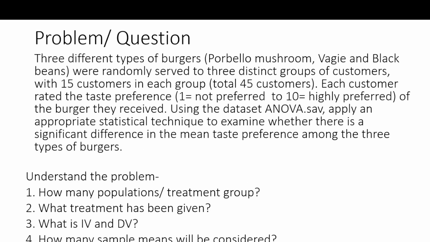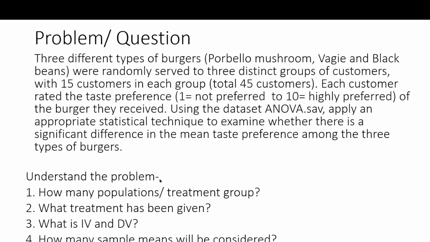Now let us understand the problem. The three different types of burgers, portobello mushroom, veg and black beans, were randomly distributed to three distinct groups of customers with 15 customers in each group. Total 45 customers. Each customer rated the taste preference on a 1 to 10 scale of the burger they received. Using the dataset Anova.sav, apply an appropriate statistical technique to examine whether there is a significant difference in the mean taste preference among the three types of burgers.